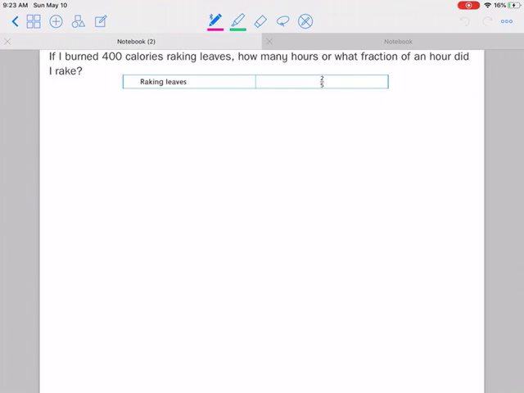Okay, let's look at the next one. If I burned 400 calories raking leaves, how many hours or what fraction of an hour did I rake? Well, we already know that it might take an hour to burn 400 calories raking leaves. So we know that it takes 2/5 of an hour to burn 100 calories. But they're asking us for 400.